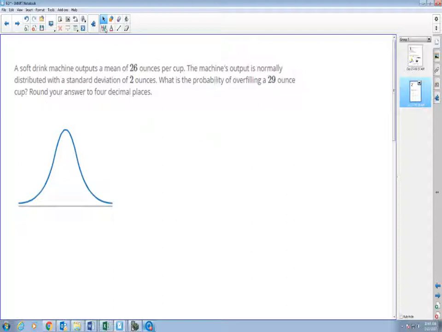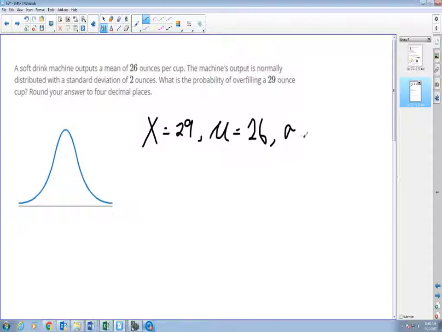Alright, so my mean is 26. The machine is supposed to output 26 ounces. My random variable is overfilling 29 ounces, so 29 is my random variable. My mean mu is going to be 26 ounces with a standard deviation of 2 ounces.